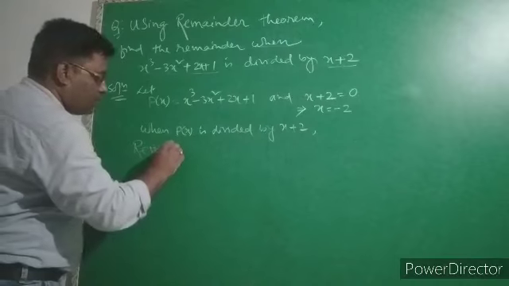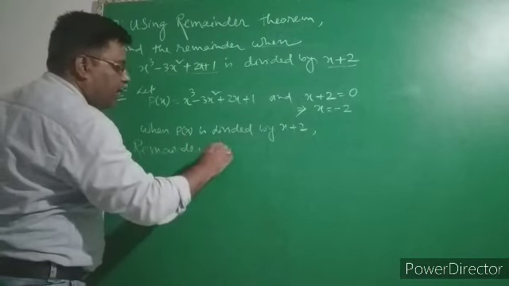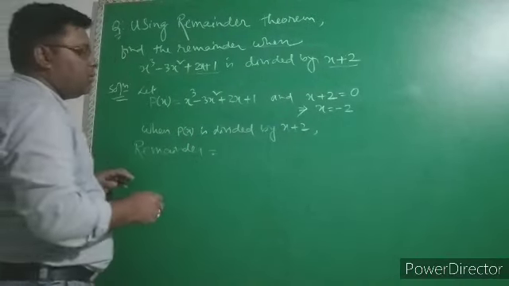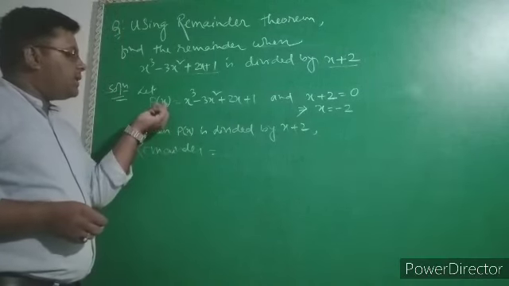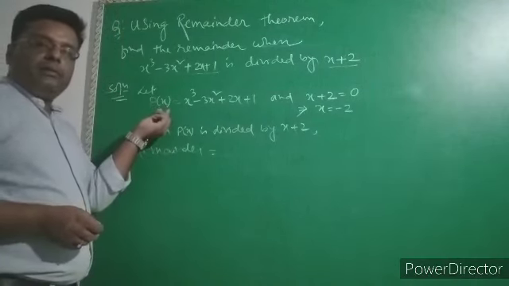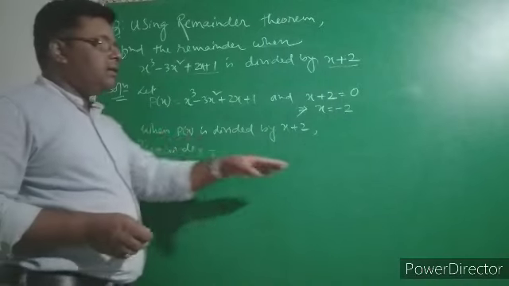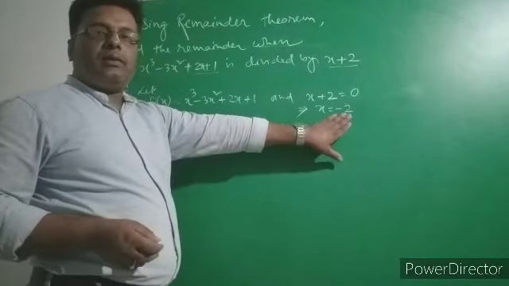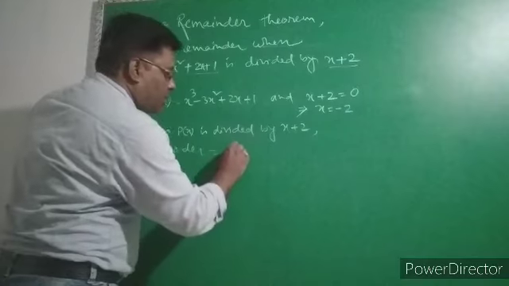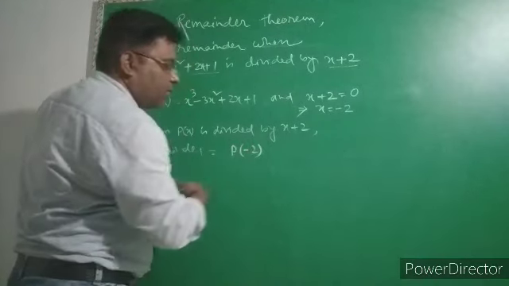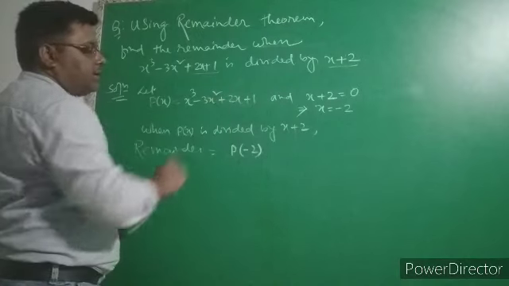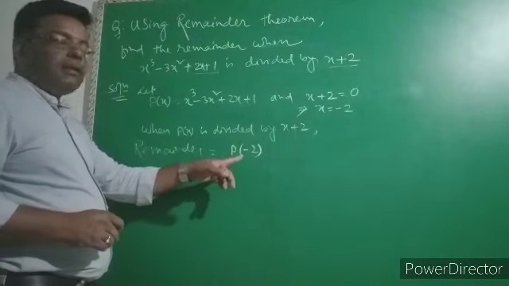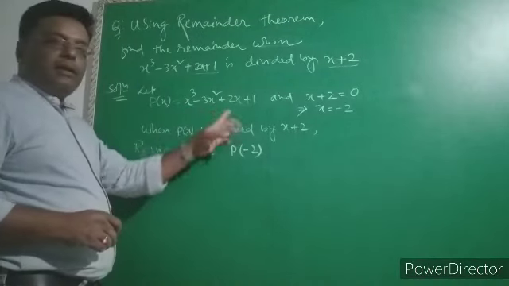So the remainder is equal to what? We have to just replace this x by what? By this, minus 2. That is p of minus 2. That is p(x) is this. P of minus 2 is just replace this x by minus 2.